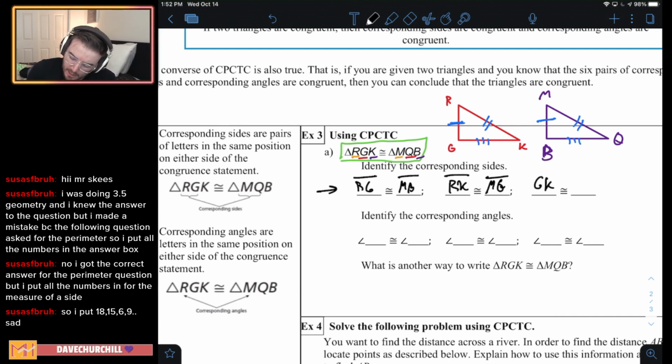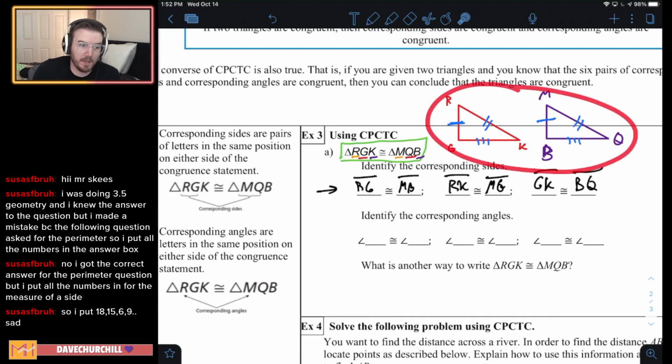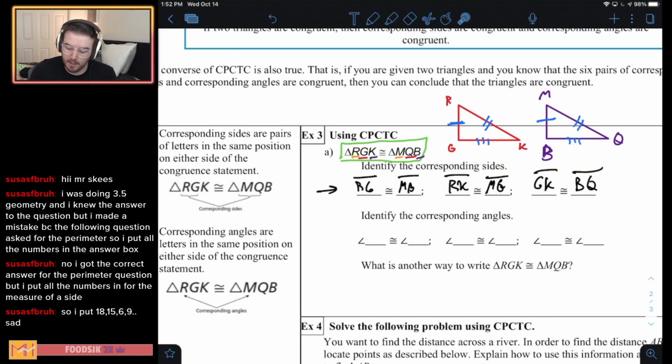And GK is congruent to BQ. Okay? Just looking at this picture, here's RG, here's MB, here's RK, here's MQ. You don't even need to draw a picture to know this. Why is that? Because this tells you everything you need to know.